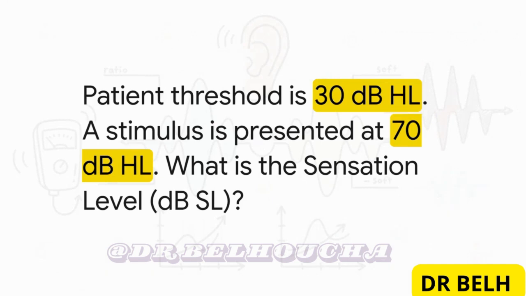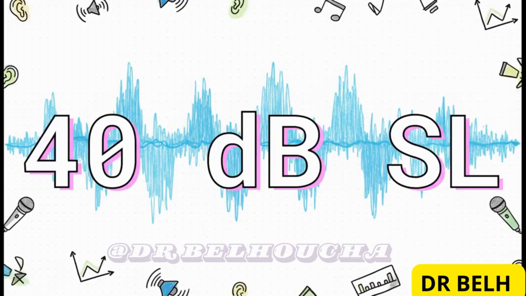Okay, time for a quick clinical calculation. Your patient's threshold at 1000 Hz is 30 dB HL. You decide you want to present a word list at 70 dB HL. What is the sensation level, or dB SL, of that word list? The answer is 40 dB SL. It's just simple subtraction. The presentation level in HL minus the patient's threshold in HL. So 70 minus 30 equals 40. This means the words were presented 40 decibels above that patient's unique threshold.